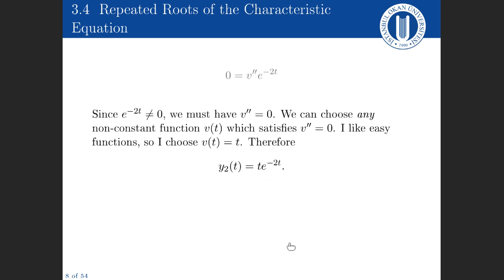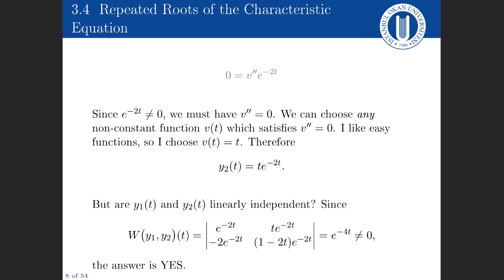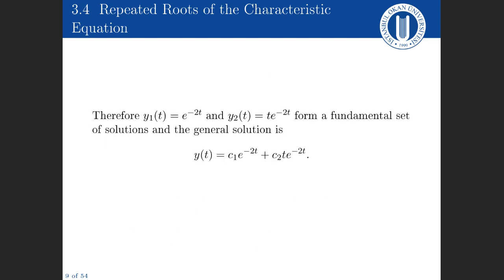We have two solutions to the differential equation. Are they linearly independent? To answer this question, we calculate the Wronskian. The Wronskian of y1 and y2 is always non-zero, so the answer is yes. y1 and y2 are both solutions to a differential equation, and they are linearly independent. This means that they form a fundamental set of solutions, and then we can write down the general solution, c1 e to the power of minus 2t plus c2 t e to the power of minus 2t.